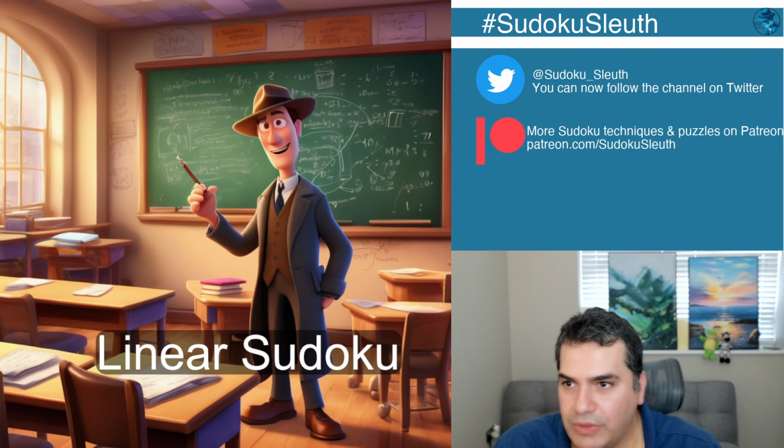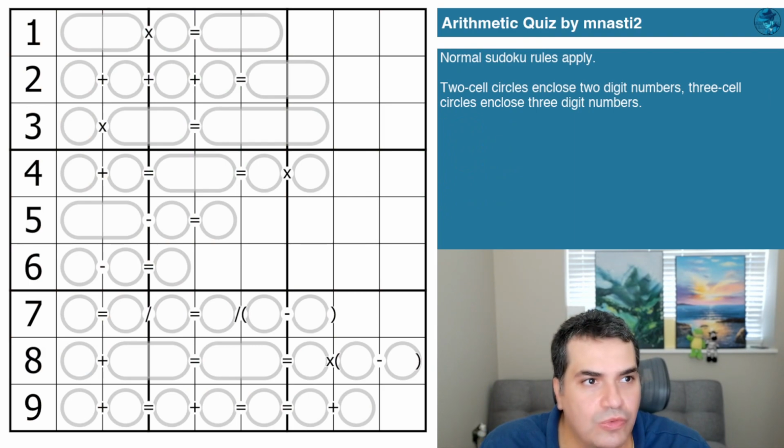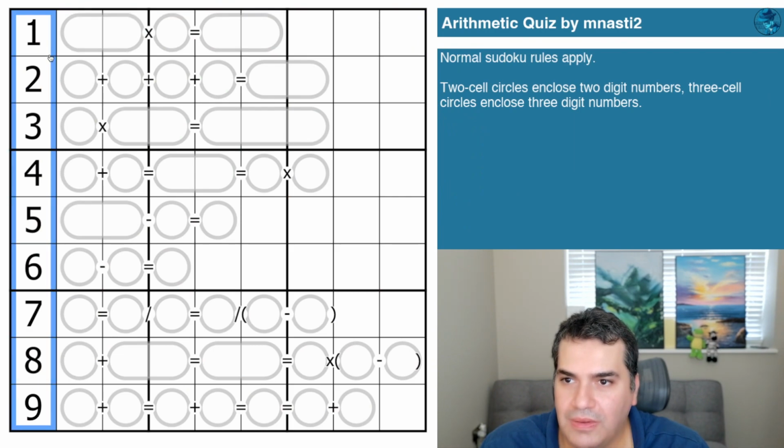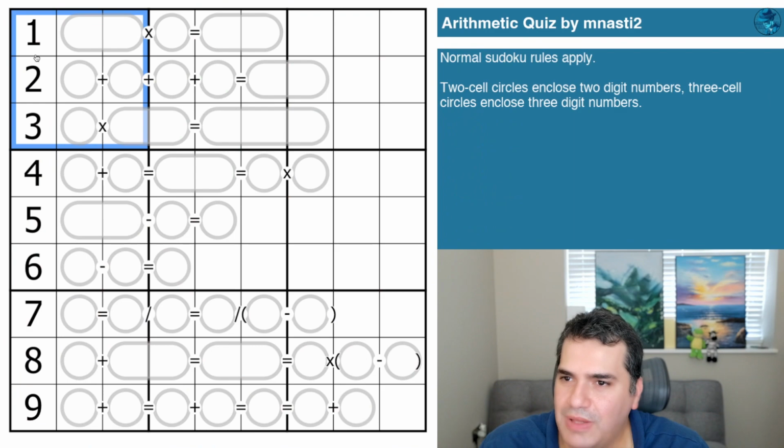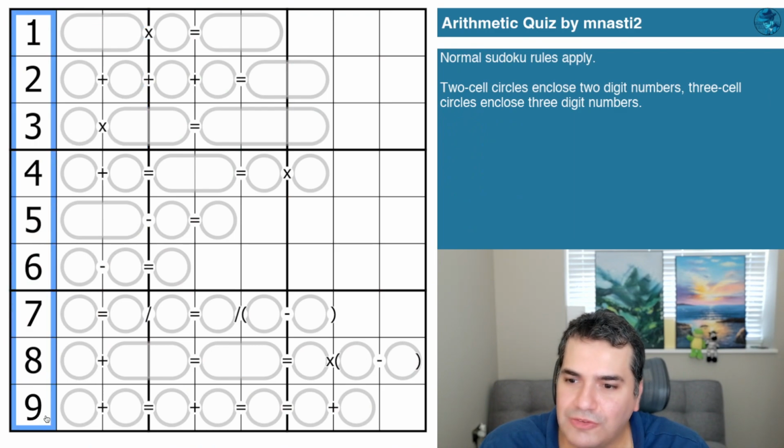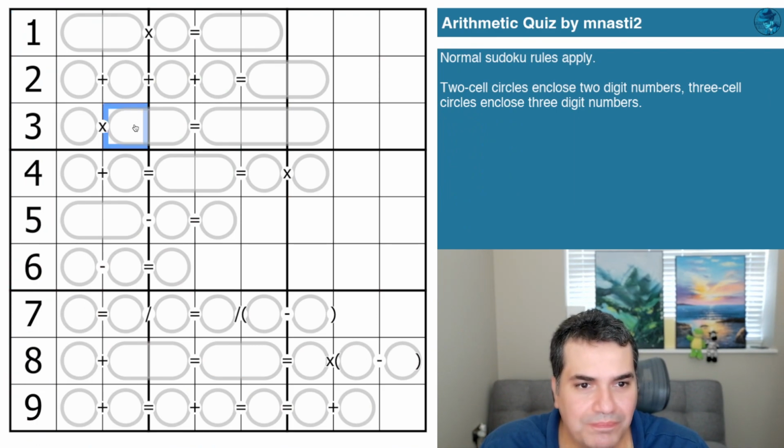Now, let's take a look at what we have in store for today, shall we? So we have Arithmetic Quiz by Nasty 2. I'm going to stick with it, with exceptionally simple rule sets. Normal Sudoku rules apply. So that means the digits 1 to 9 in every row, every column, and every box. Helpfully, it's almost like here are the 9 maths questions that you need to answer, labeled already or numbered from 1 to 9.